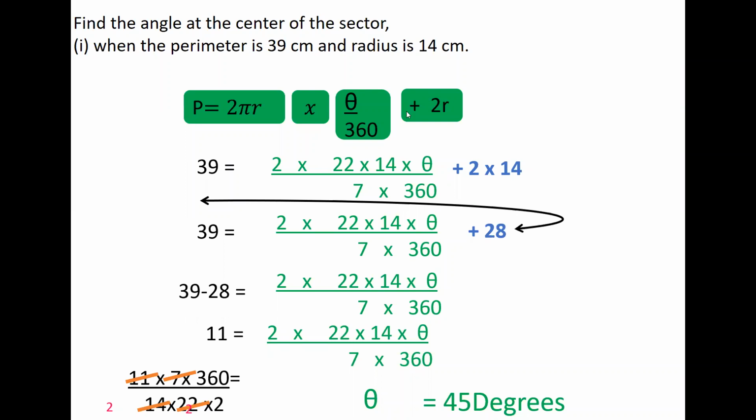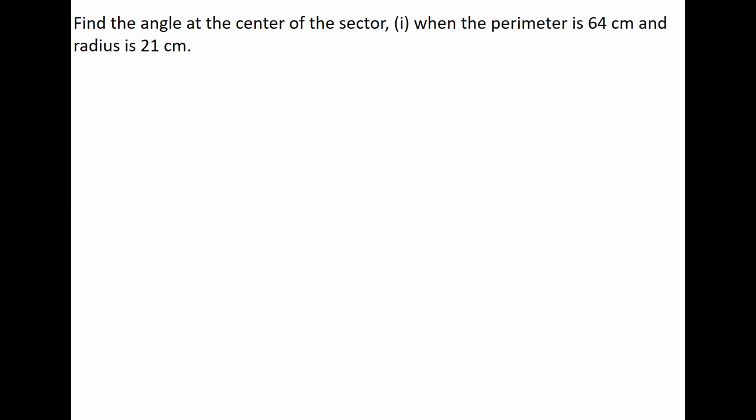So we'll move to the next question. Find the angle at the center of a sector when the perimeter is 64 and radius is 21. Please try.